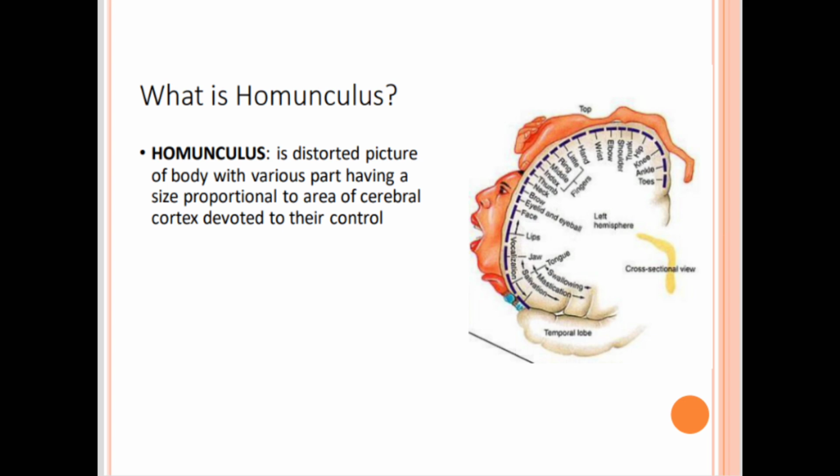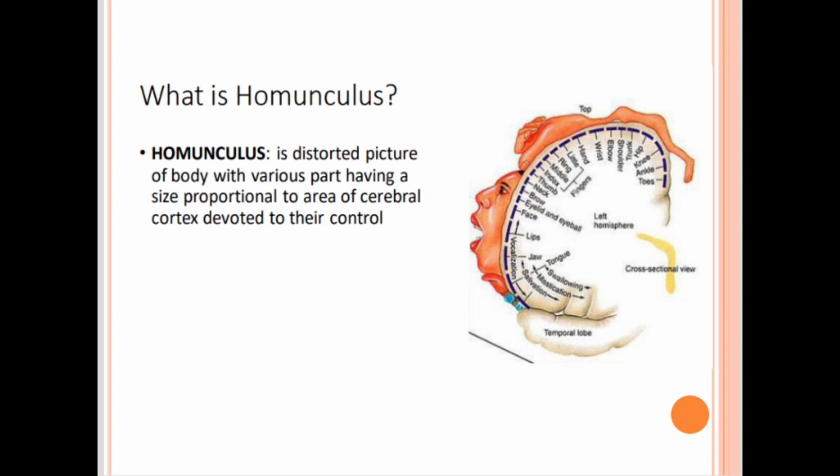Now, why am I calling it a distorted picture? The reason is twofold. First, as you can see in this diagram, our face is located inferiorly, while our legs are situated medially and superiorly. So this is a distorted picture. The second reason is that the size of the body regions is not according to physical size. Rather, it is according to the skillful and precise movements performed by those body regions. As you can see here, the skin, the face and the hand muscles occupy a larger area, while the thigh muscles occupy a very small area.